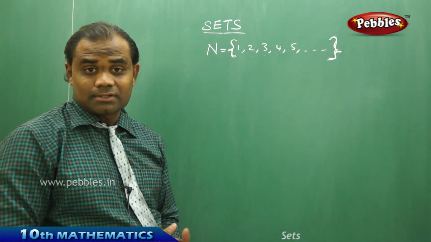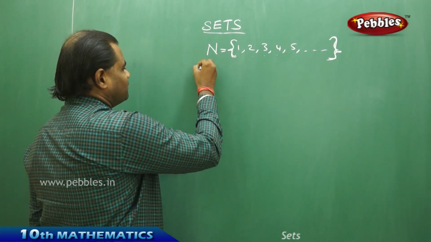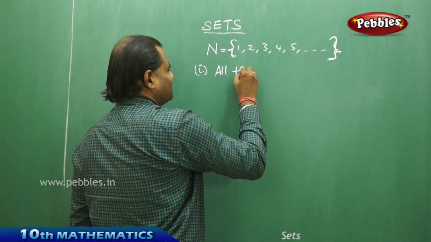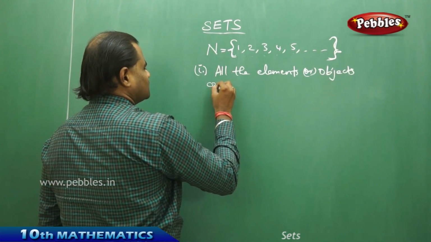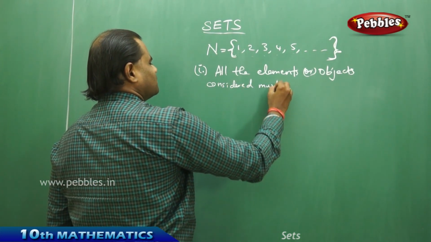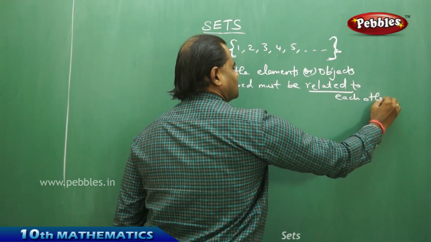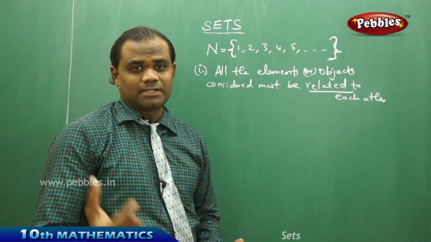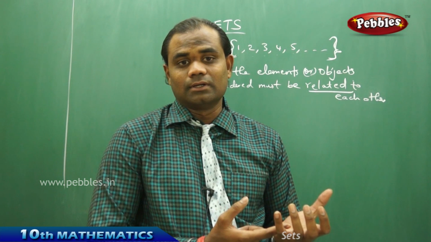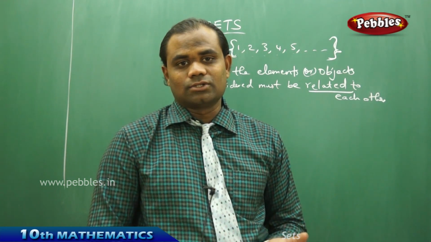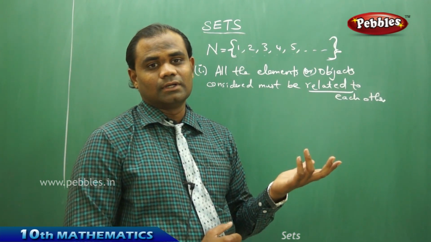So let's see what are the two restrictions which limit the defining of a set. Firstly, when I go with the definition, my first limitation is that all the elements or objects considered must be related to each other. Say for example, I take a geometry box. When I take the mathematical geometry box and I include a compass, a protractor, a ruler, an eraser, these are the things which form a well-defined collection because all the elements are related to each other when I just have a geometry box.